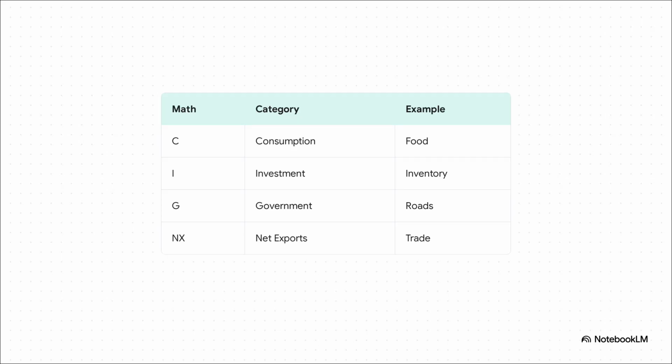Now, if you memorize literally one equation in economics, make it this one. Y equals C plus I plus G plus NX. The GDP formula breaks down real-world demand into 4 distinct buckets: consumption, investment, government purchases, and net exports. It tells you exactly who is buying the pies we just baked. Is it everyday consumers, investing businesses, the government, or foreign buyers?